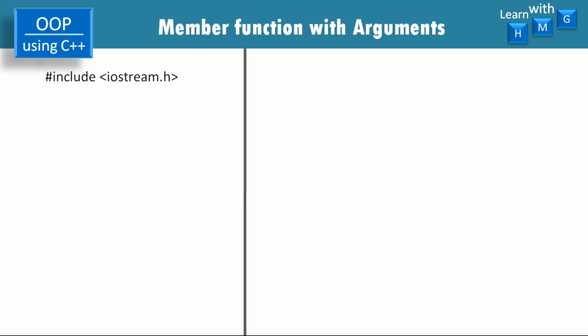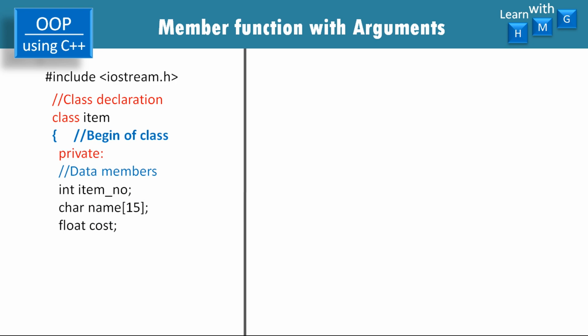First of all, as usual, you include the iostream.h header file or other required header files. Here I require only iostream.h. The class declaration starts now. The name of the class is item, and then the beginning of the class, that is the opening brace. In the private section, three data members are declared. First is item underscore no of integer type. Name is a one-dimensional character array of size 15, used to store a string, that is the name of the item. And the third data member is cost, which is a float variable. These are the three data members declared in the private section of the class.